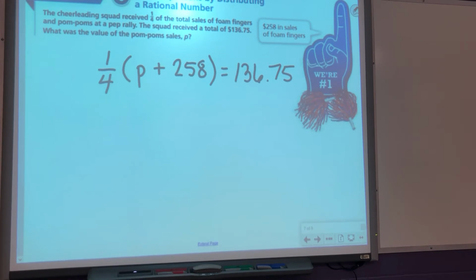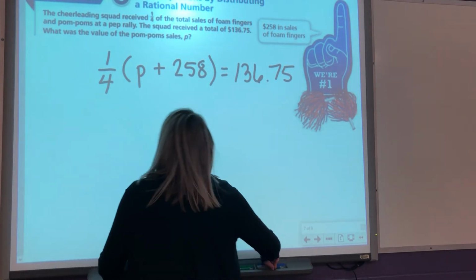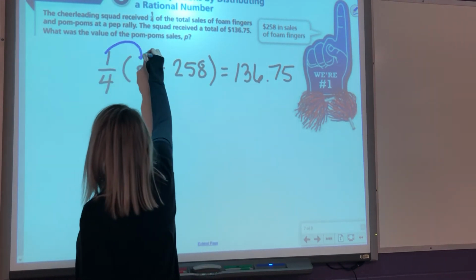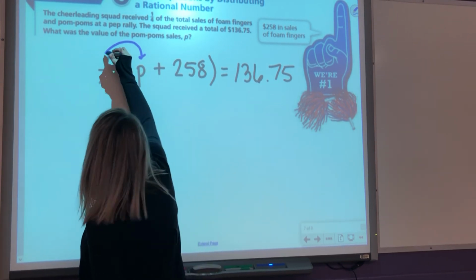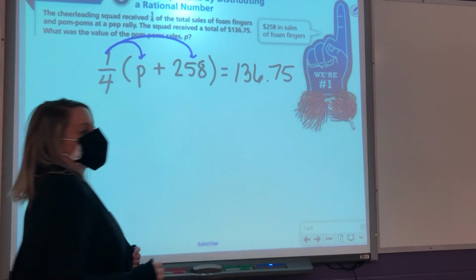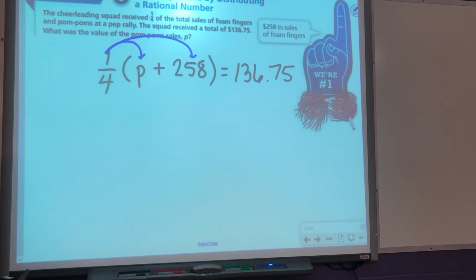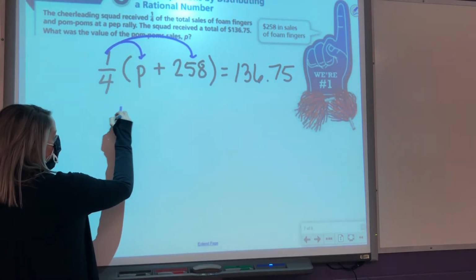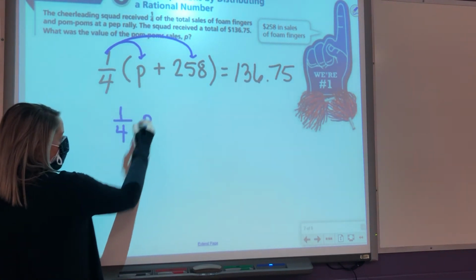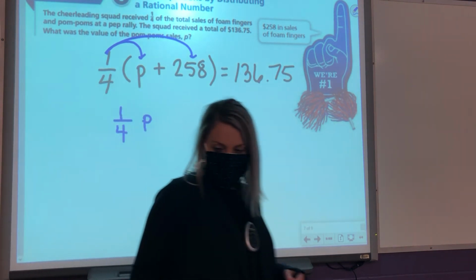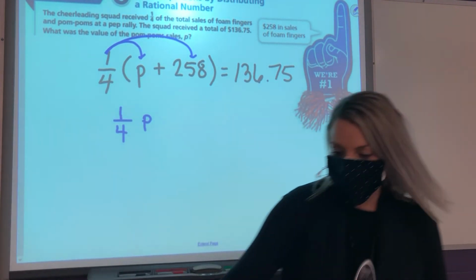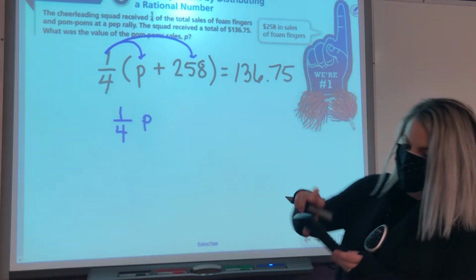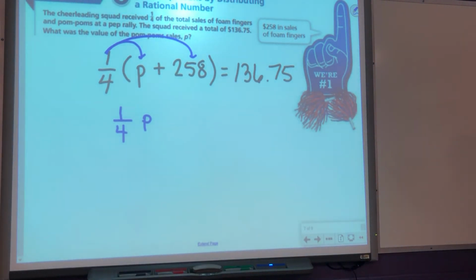Alex, what are you going to do? We're going to take the 1/4 and multiply it by P and then 258. Good. So 1/4 times P and 1/4 times 258. 1/4 times P is 1/4 P. And 1/4 times 258, I don't know that off the top of my head, so what tool can we use?